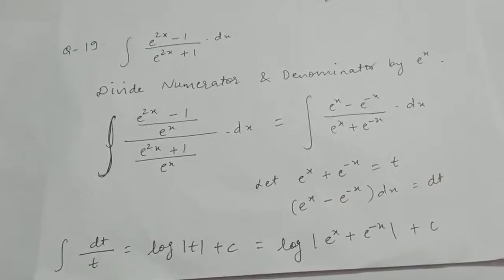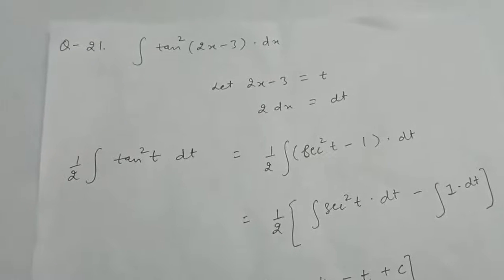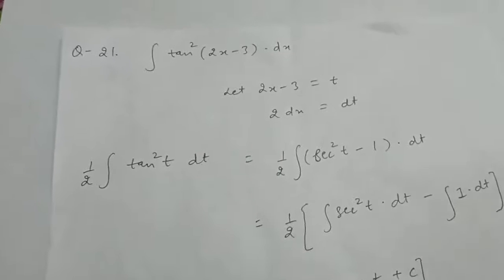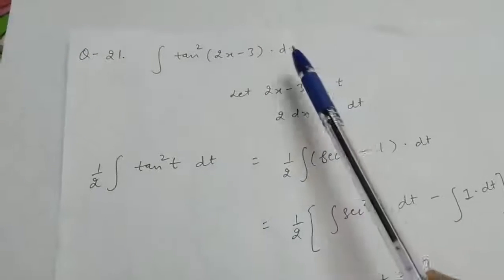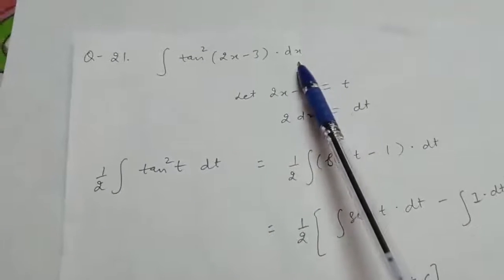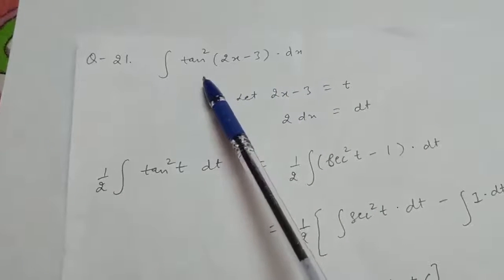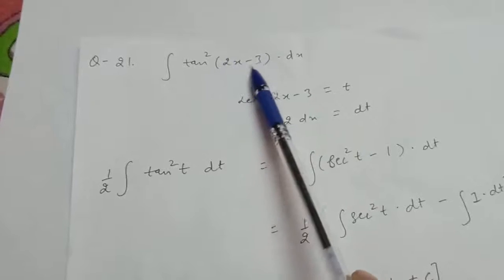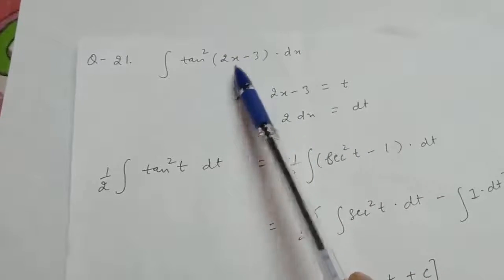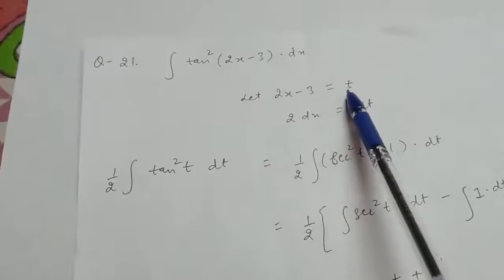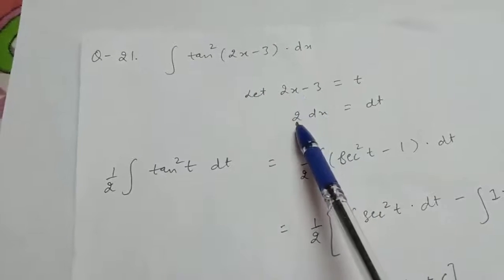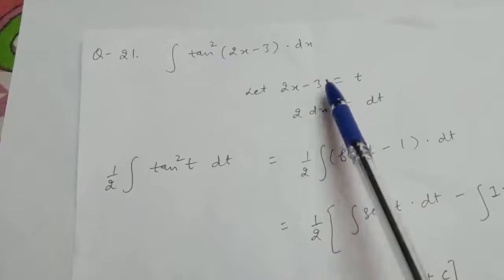Clear? Now question number 21 is integral of tan square (2x minus 3) with respect to x, right? Now see, whenever these types of functions come, trigonometric functions, then try to take the complete angle as equal to t. Now when you derivate this, derivative of 2x is 2 and derivative of 3 is 0.